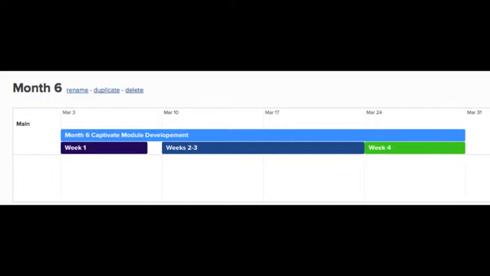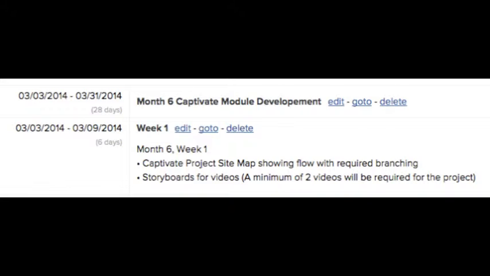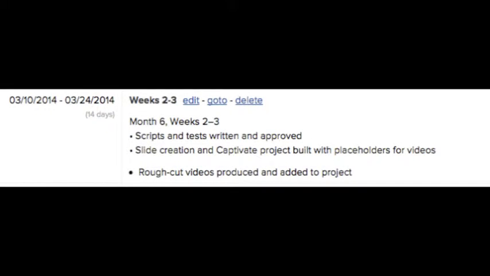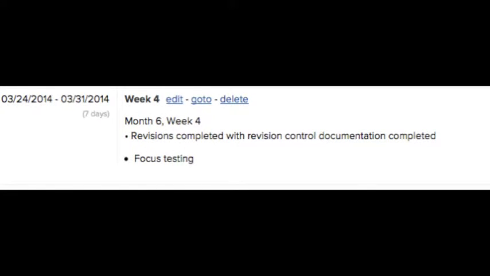The project timeline for month 6 is broken down into weeks, with week 1 focusing on finishing the Captivate project sitemap with flow and the storyboard for videos to be incorporated into the project. In weeks 2 to 3, I'll be focusing on finishing up the scripts and tests that are going to be written and approved, creating the Captivate project with placeholders for videos, then finalizing week 4 with revisions and revision control documentation and also focus testing.